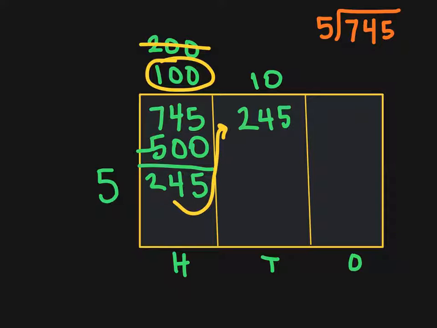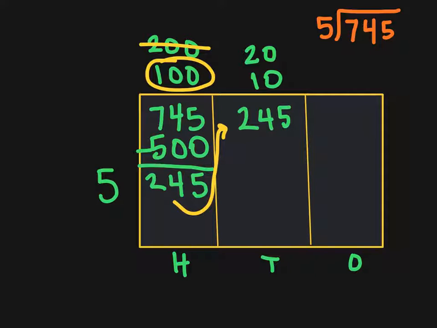Let's see. Let me think. I could do 5 times 20, which I know would be 100. Maybe 30. 30 times 5. 3 times 5 is 15. Add on the zeros, 150. 4 times 5 would be 20. Ooh, we're getting closer. Add on the zeros, 200.